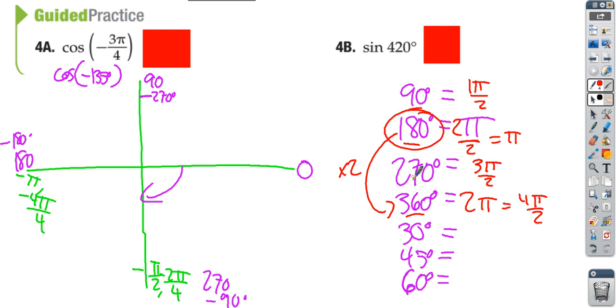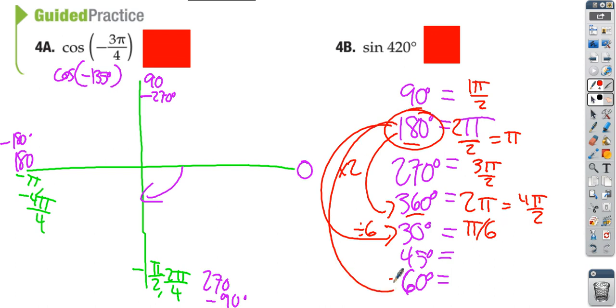Now let's look at 180. What do you do to 180 to get to 30? You divide it by 6, so in radians that would be pi over 6. What do you do to 180 to get 60? You divide it by 3, so that's pi over 3. And how do you get 180 to 45? You divide it by 4, so that's pi over 4. Those are good ones to have in mind.